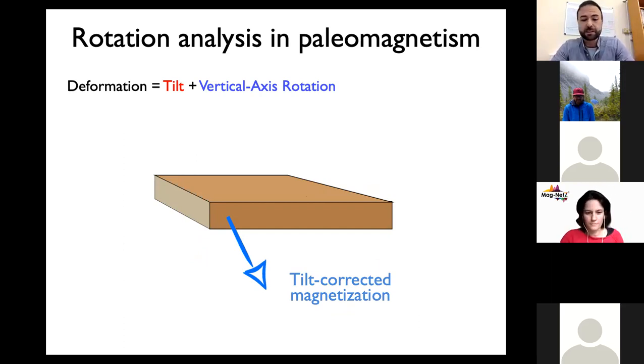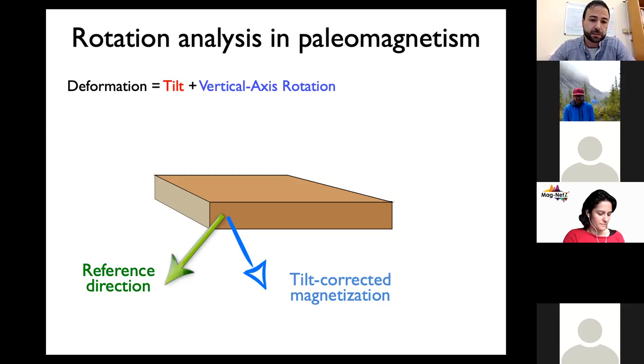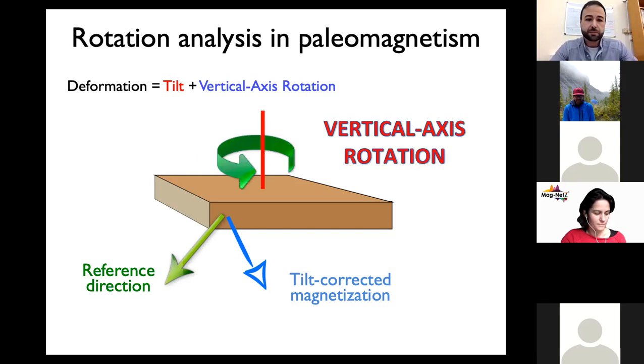The tilt-corrected direction corresponds to the direction of the magnetic field when the rock was horizontal. We then compare that to a reference direction, which is typically a direction from the tectonic plate where the rocks have been sampled, and we infer the vertical axis rotation. It's a very simple approach. Everybody used it, including me and other people. So there's nothing wrong with this, but I'll show you the limitations of this method in a second.